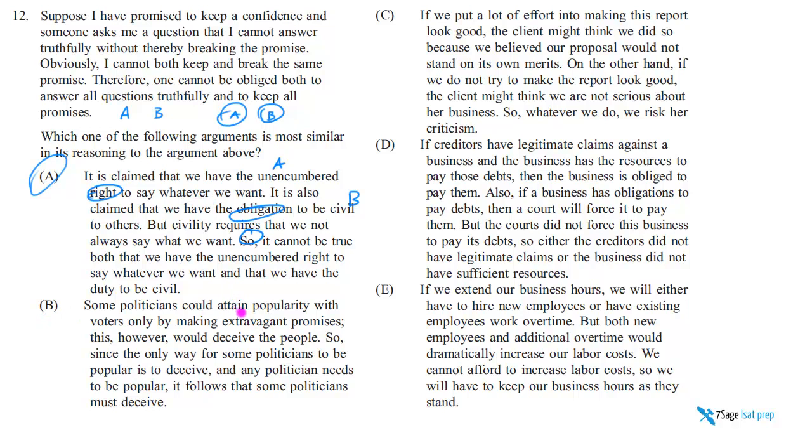B says, some politicians could attain popularity. So given that this is a very long question, I know you're very tempted to just move on to the next one. You really shouldn't do that unless you're very, very advanced. I mean, even when I take new prep tests now, I still look at the others because you're human. You're prone to make errors. Everyone is.